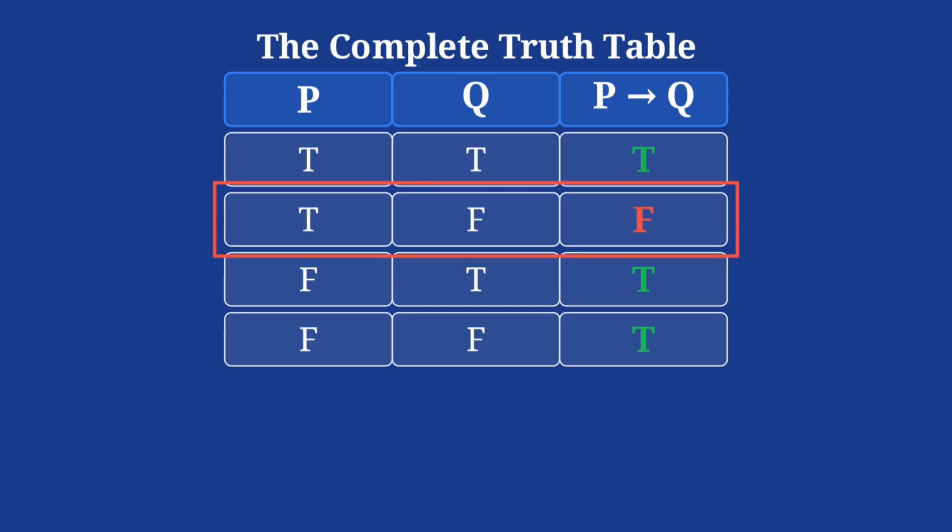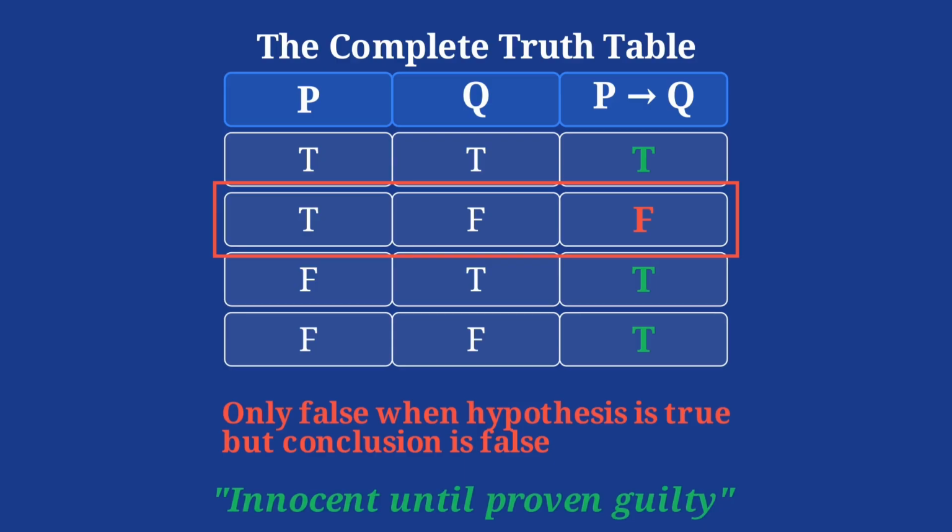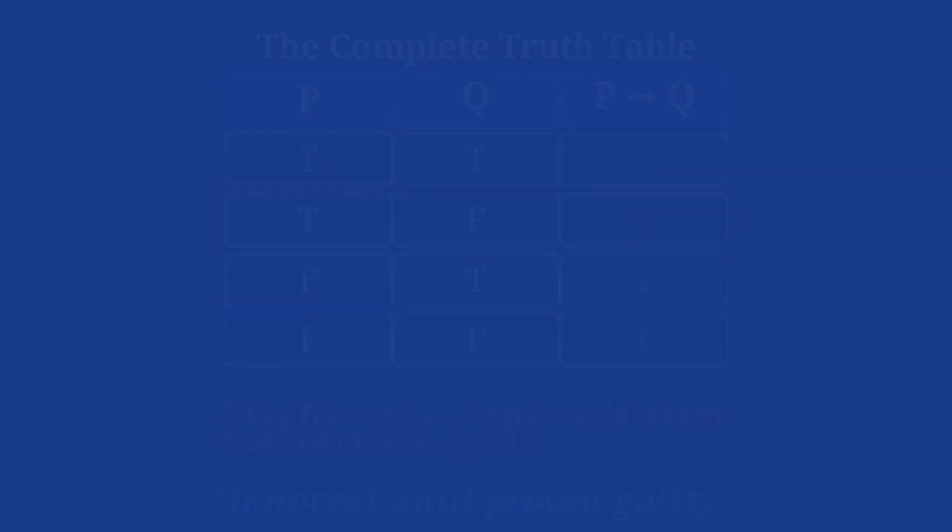Notice this. This is the most important takeaway. A conditional statement is only false when a true hypothesis leads to a false conclusion. In all other cases, it's innocent until proven guilty. We assume the promise is true unless it is actively broken.